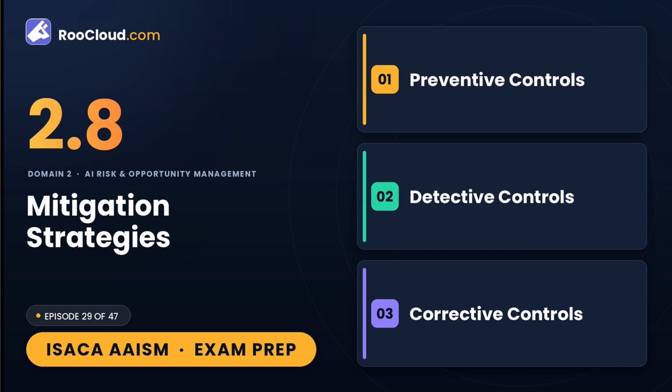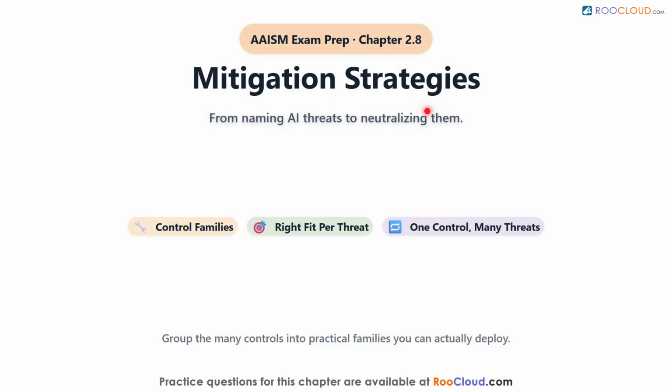Welcome to Domain 2, Section 2.8, Mitigation Strategies. In this session, we will turn from naming AI threats to neutralizing them, grouping the many possible controls into practical families you can actually deploy.